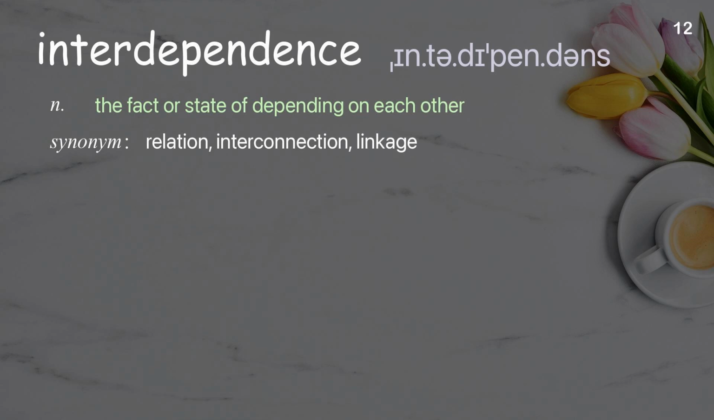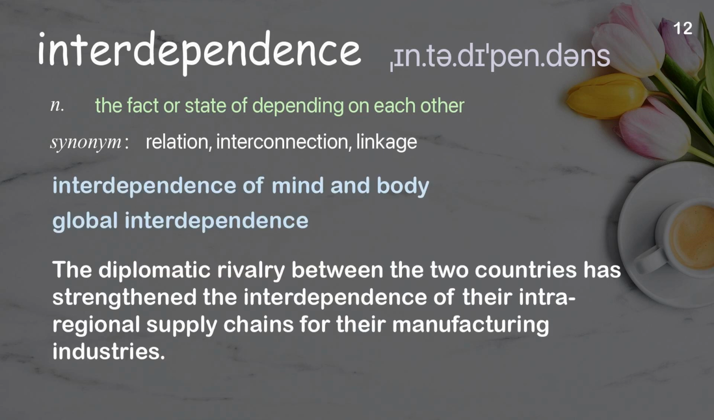Interdependence. The fact or state of depending on each other. Examples: Interdependence of mind and body. Global interdependence. The diplomatic rivalry between the two countries has strengthened the interdependence of their interregional supply chains for their manufacturing industries.